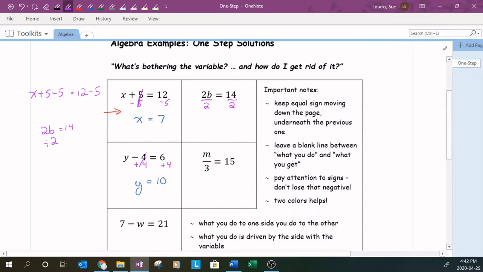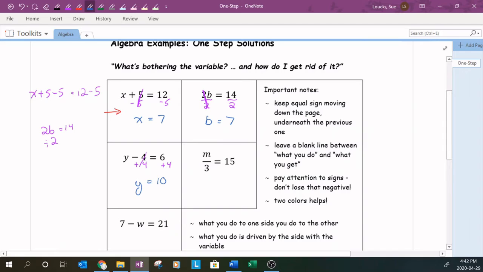So I'm going to write it with the fraction line, which does mean divide, right? And then my 2's cancel out. So I had a b, somebody multiplied it by 2, and then I divided it by 2 again, so I'm left with just b. So on the left side, I have b, and on the right side, I have 14 divided by 2, which is 7.